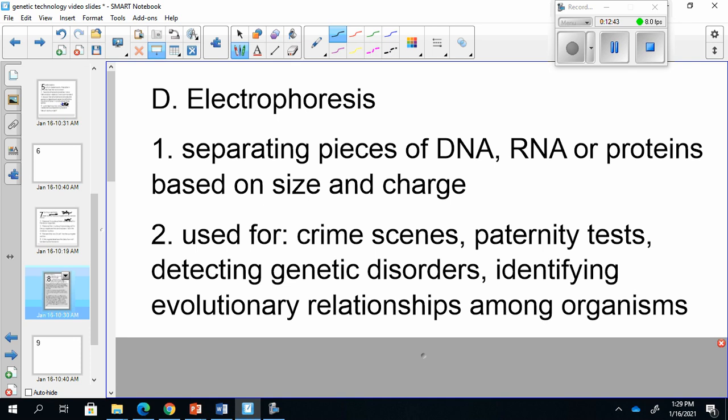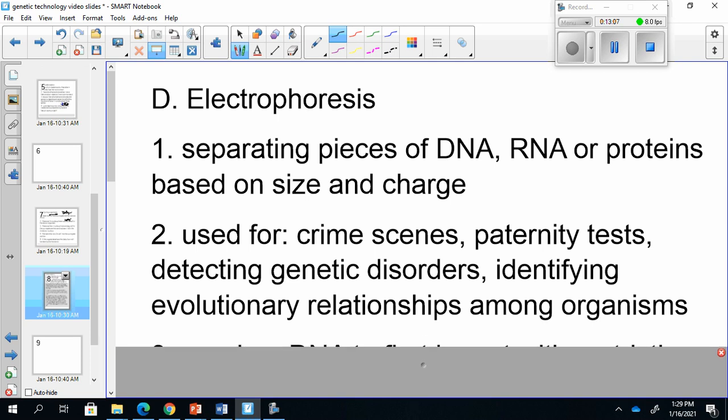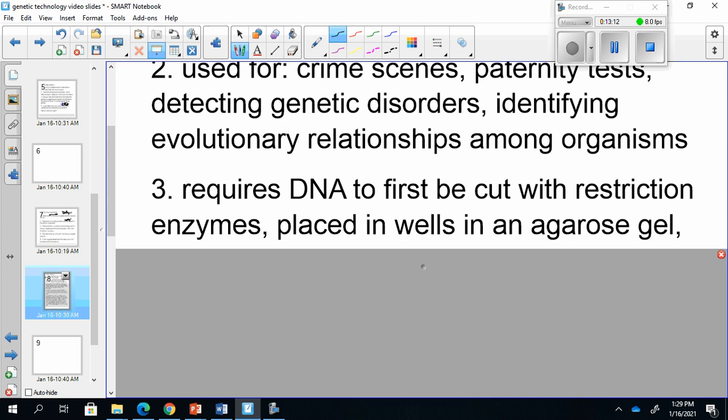It's done in paternity tests. It's done in detecting genetic disorders. So let's say your mom has breast cancer and you're like, I want to know if I have the BRCA gene. You could have a genetic test done to see if you have the same gene. It's also for identifying evolutionary relationships amongst organisms. Like there are certain animals and they're like, well, is that more related to a horse or a zebra, or what is it related to? And they can study the DNA and see what it's related to.